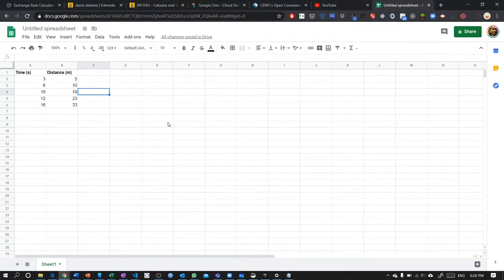Hi guys, here's a very quick video on making a scatter plot on Google Sheets. So the first step is to type out your data points. You have to have your X values in the first column and your Y values in the second column. Remember, each row is going to represent one data point.